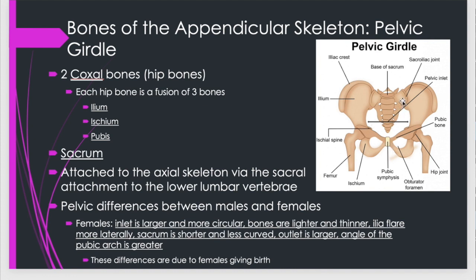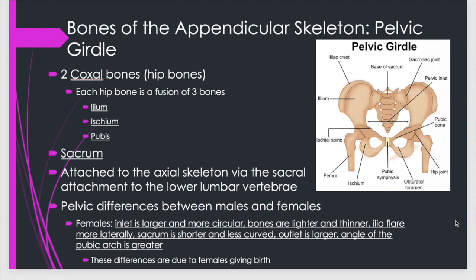We also have the sacrum. Okay, that's going to attach to the axial skeleton. So the lumbar vertebrae would be here. So technically, even though this is part of your spine, it still is considered part of the pelvic girdle. And there's differences in the pelvis between males and females, so we'll talk about them now really quick.